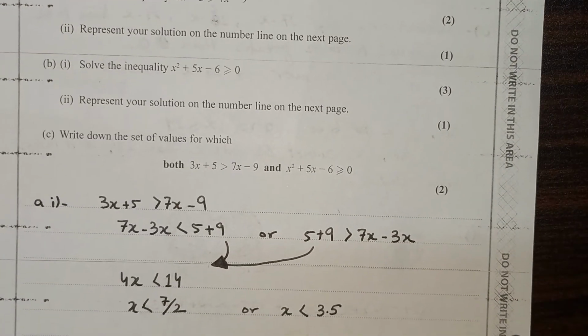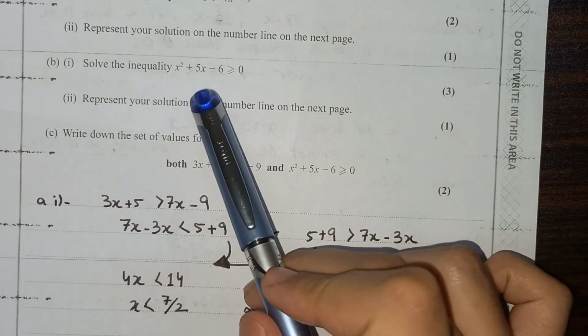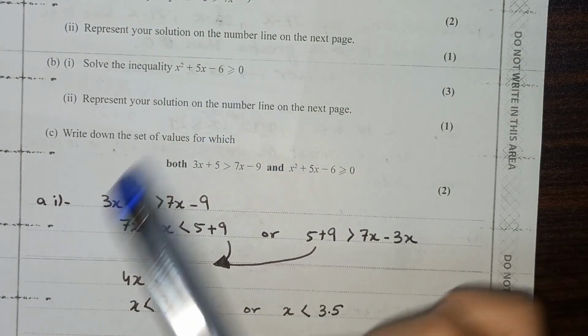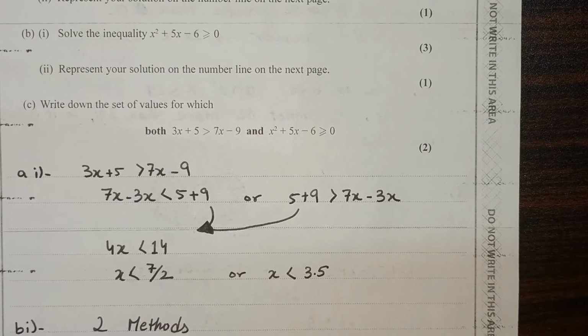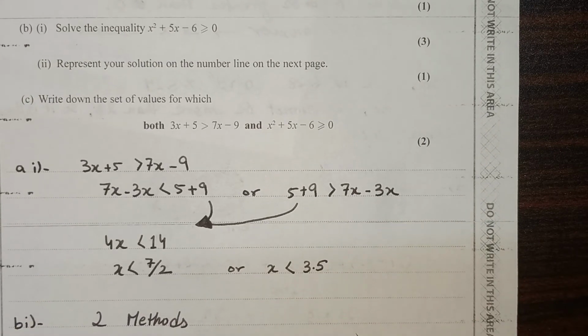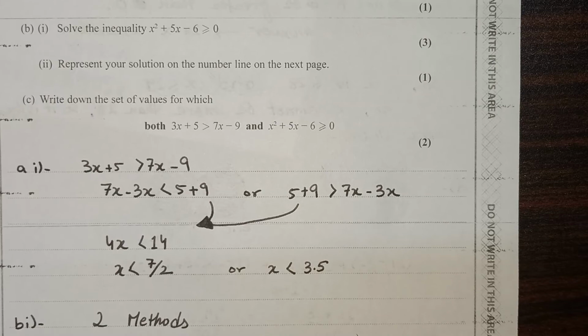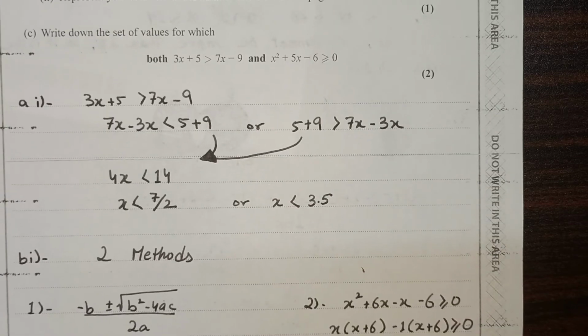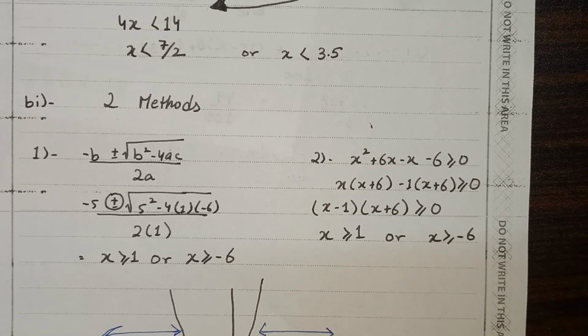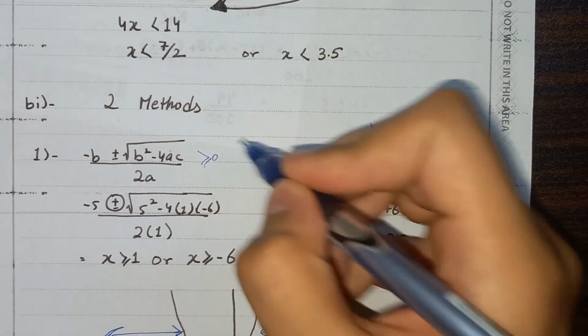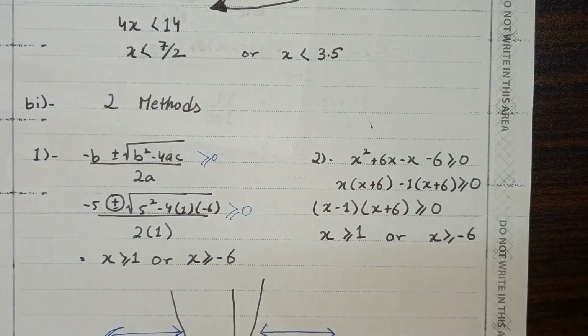B1. Solve the inequality x square plus 5x minus 6 is greater than or equal to 0. So on your first side, you know this is a quadratic equation because you have an x square in it and a simple x. There are two methods you can use to solve this equation. Forgot to add a greater than 0 sign over here.